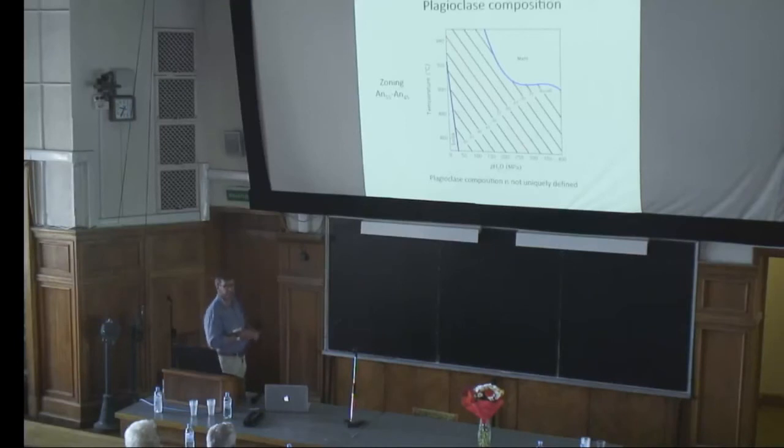Let's imagine that was our zoning. Well, we can achieve that zoning by going that way, dropping the pressure, or we can achieve our zoning by going that way, dropping the temperature. So the path is not uniquely defined.